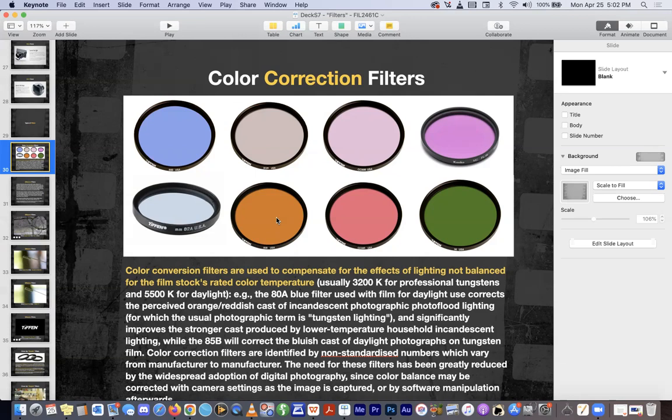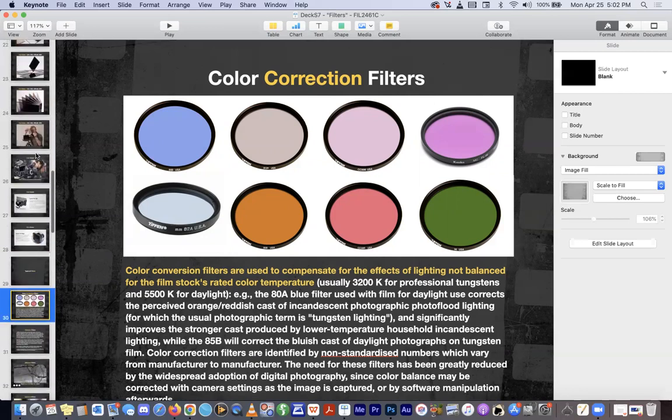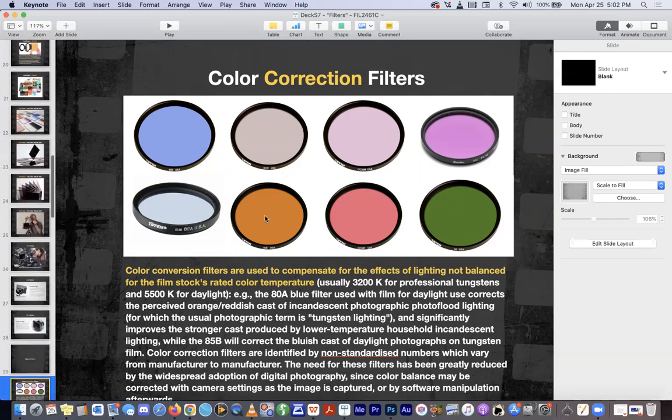So we'd have to apply color filtration to correct the images, but that's something that the digital era has made a lot easier for us by virtue of basic camera features being adjustable by the flip of a switch. So color corrective filters don't play as big of a role anymore as they used to, unless you want to color your images specifically.